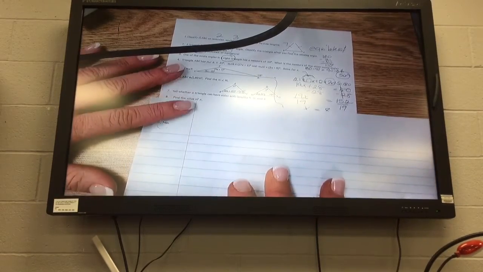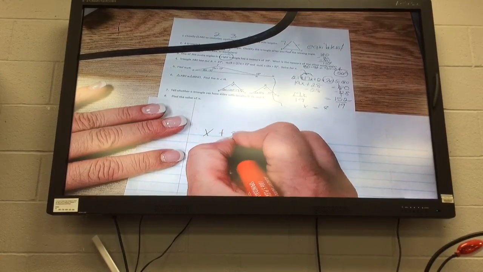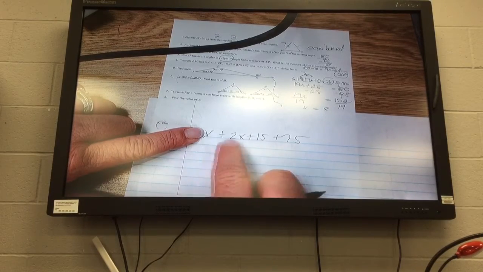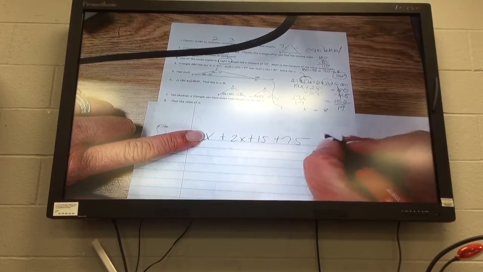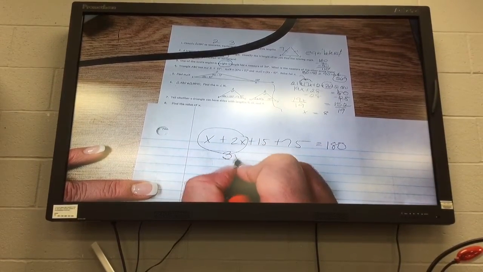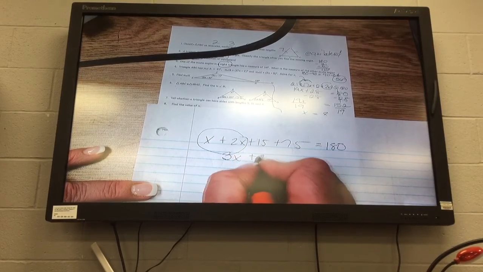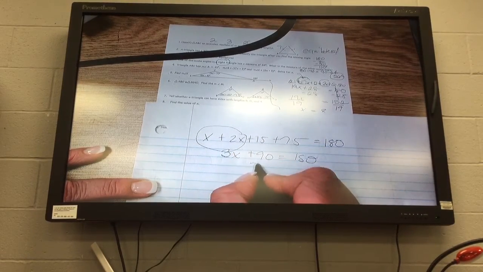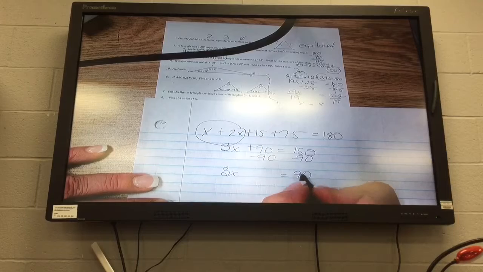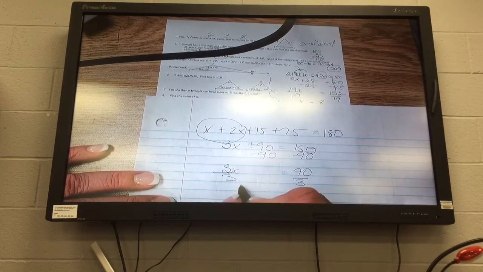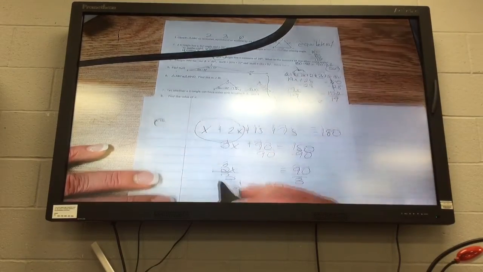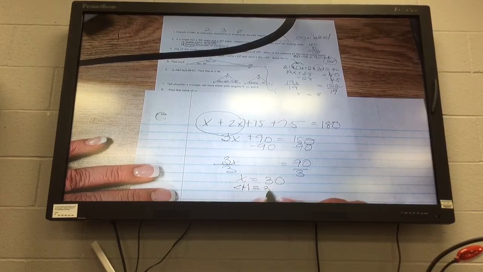So one triangle has an x. We have 2x plus 15, and we have 75. Remember, just 3 angles. One x is 1, 2x plus 15 is the second angle, and 75 is the third angle, and all the angles add up to be 180. Combine like terms, so I have 3x plus 90 equals 180. Subtract 90 from both sides, and I get 3x equals 90, divided by 3, and I get x is 30. The problem says find the measure of angle M, so angle M is x, which is 30 degrees.